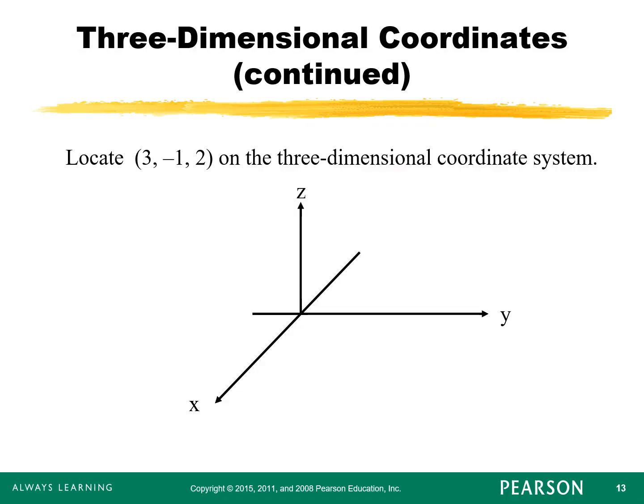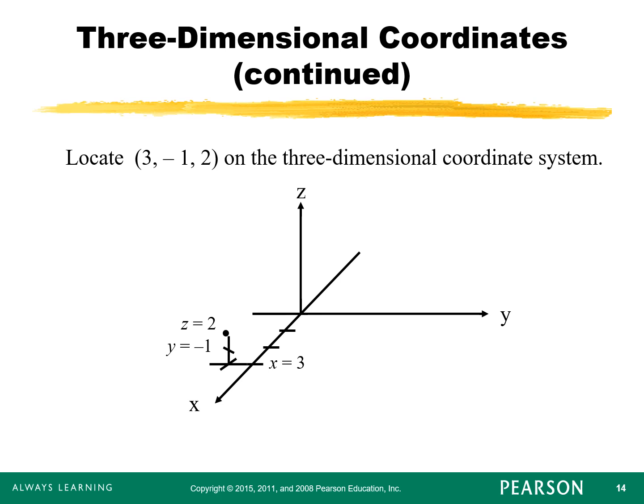Locate (3, -1, 2). These are the dimensions that are required from us. You can see it again: 3 is the x, then -1, and then 2. That was pretty easy for us.